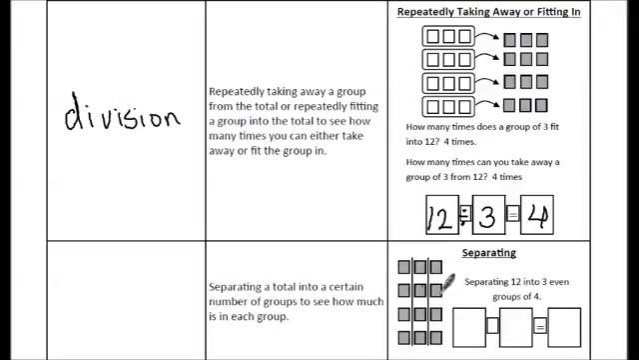Separating a total into a certain number of groups to see how much is in each group. So if I have 12 and I'm separating it into 3 even groups, I have 1, 2, 3 groups, and I have 4 in each of those groups. So I'm separating it into 3 equal groups and I get 4 in each group. This is the separating model for division.